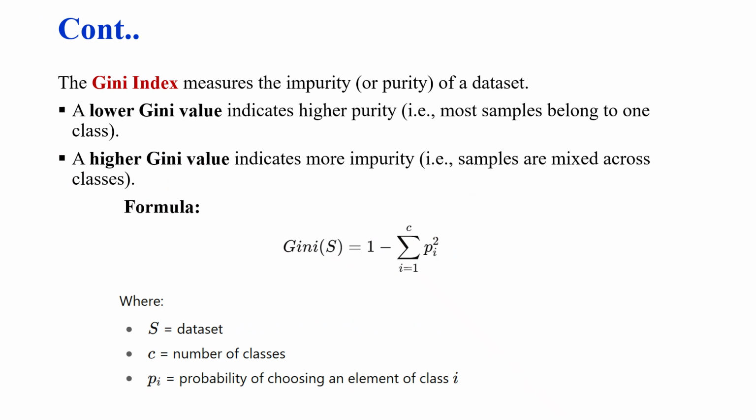Then the other method is Gini index. It measures the purity and impurity of the data set. If the Gini index is high, it indicates more impurity. If the Gini index is low, it indicates more purity, that is high purity. The formula for the Gini index is Gini(S) = 1 - Σ Pi². Pi is the probability of choosing an element of class i.